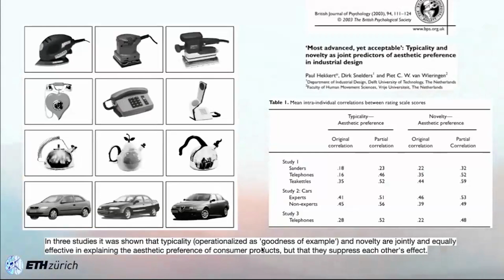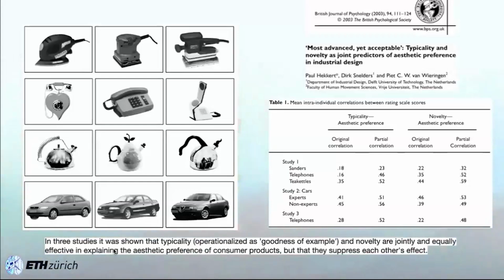Essentially, across three different studies with different sets of participants, they found that typicality, which they operationalized as goodness of examples, like this is a really good example of a telephone or a really good example of a tea kettle, and novelty are jointly and equally effective in explaining aesthetic preferences for consumer products, but they suppress each other's effects.